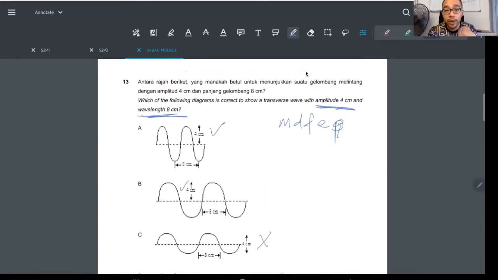Wavelength is the distance between two troughs or two crests. This is the trough, so this is the answer. Why is this wrong? Because it's not even one complete oscillation, it's just half an oscillation. So it cannot be. The answer for this will be A. Remember the definition for amplitude and wavelength. Very important for this topic.